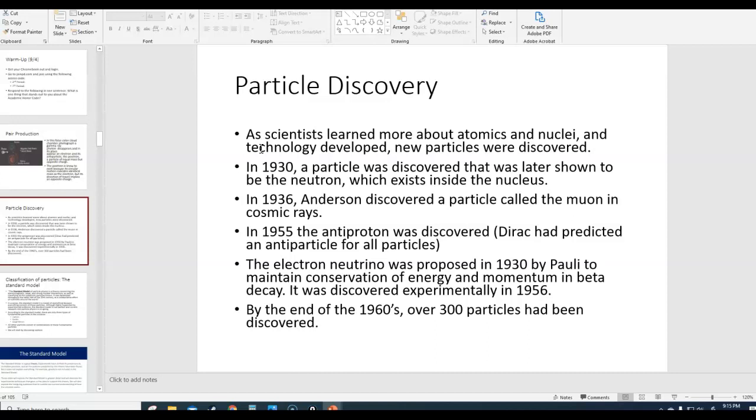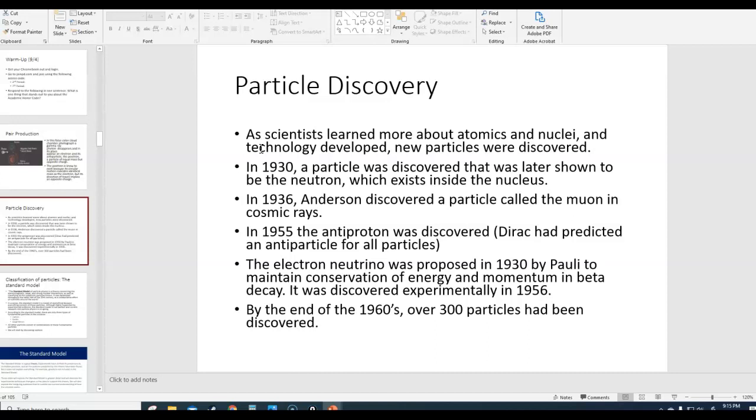Cosmic rays are basically rays that seemingly come from space that physicists noticed: the higher up you go, closer to the top of the atmosphere, the more of these mysterious cosmic rays you can detect, and they seem to be made up of different types of particles that don't necessarily exist on Earth. In 1955, the antiproton was discovered. We talked a little bit about this in the last video, but Dirac had mathematically predicted the existence of the positron, the anti-electron, and more generally predicted that basically all particles should have an antiparticle. Okay, and so the antiproton was discovered in 1955.